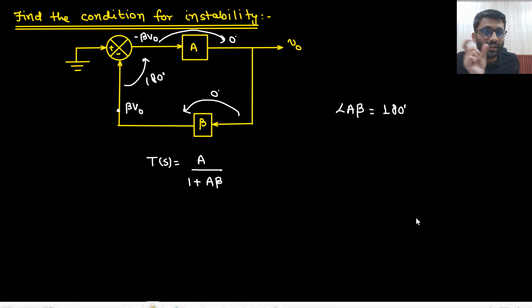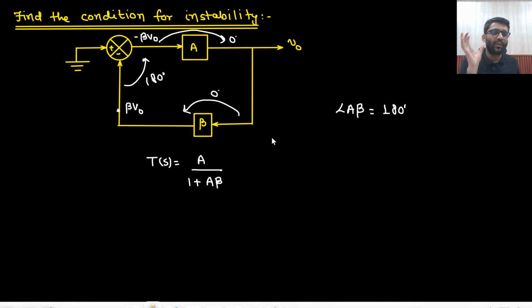So if the total phase shift is 0 degree or 360 degree, then my system can become unstable, right? If my total phase shift is 0 degree or 360 degree and my A beta is greater than 1, then my system can become unstable. So we always need to make sure what my gain A is. If my gain A is also providing some phase shift, or the feedback factor beta is providing some phase shift, then it can make my system unstable even in the negative feedback.